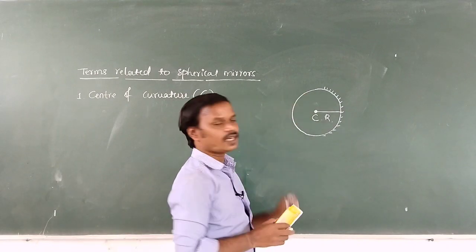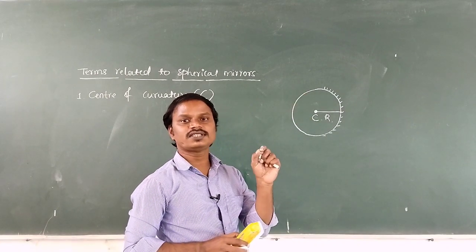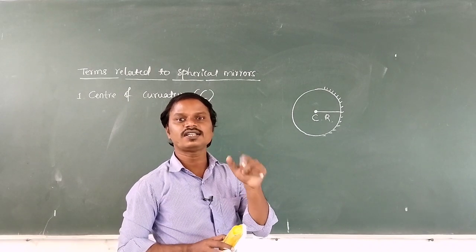Now, what do you mean by center of curvature? Center of curvature is the center of the sphere of which the mirror is a part.